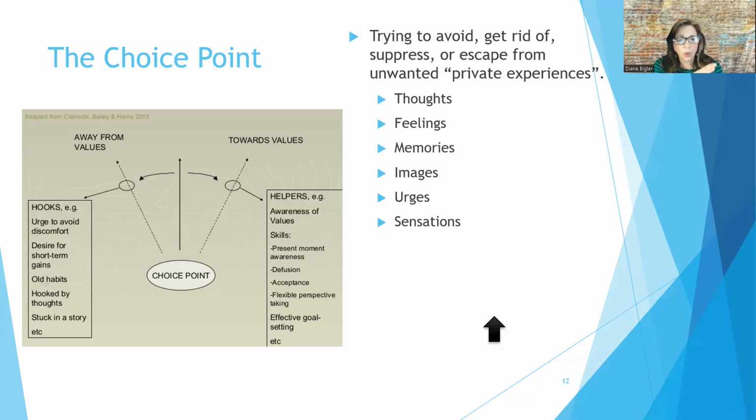We have a choice to live in that world, or we can move the meter towards the right and move towards our values. Instead of hooks, we can have helpers. Helpers are things such as awareness of our values, skills such as present moment awareness, diffusion, acceptance, that flexible perspective taking, goal setting, etc. Doesn't that sound so much more lovely than stuck in the story, urge to avoid discomfort, old habits, etc.? So our work as clinicians is to help clients move from left of center to right of center. And clients are going to be at different places along this continuum, right?